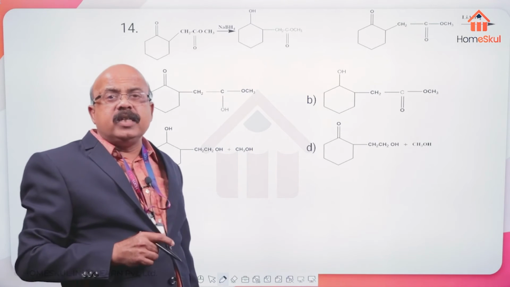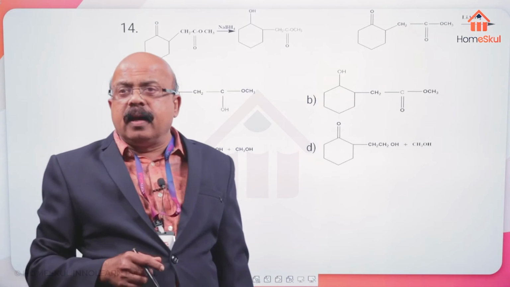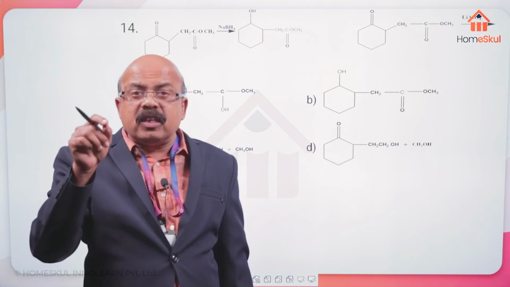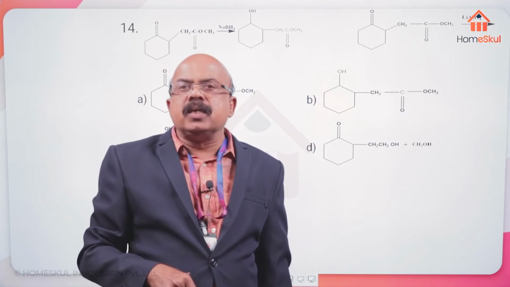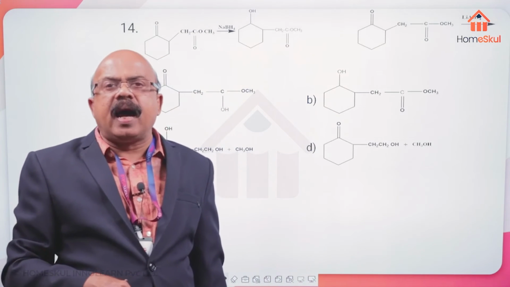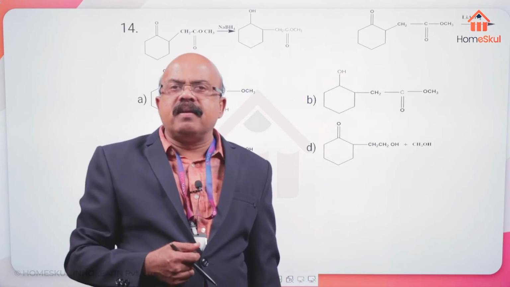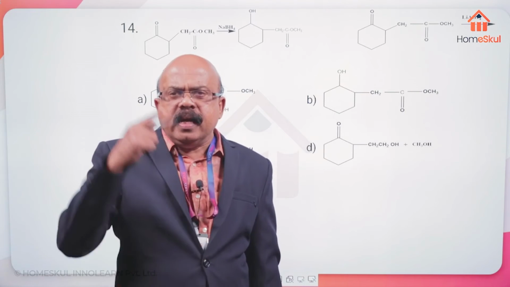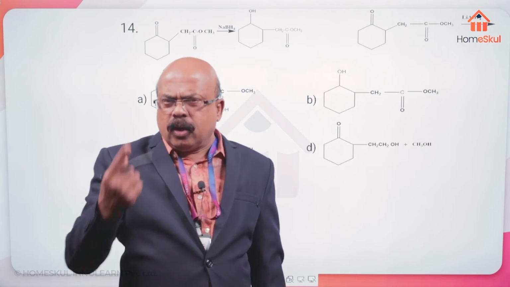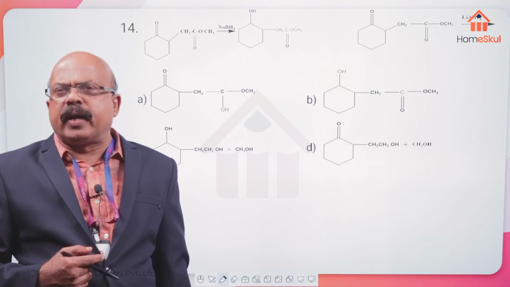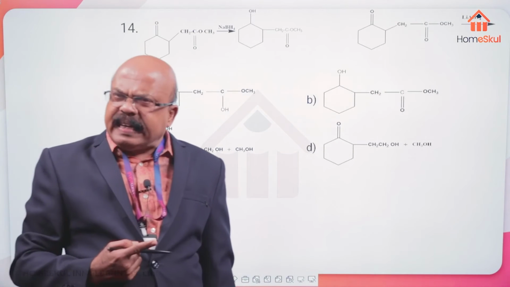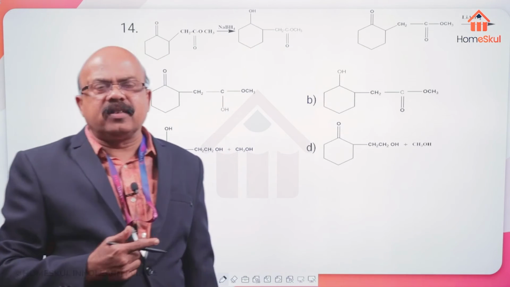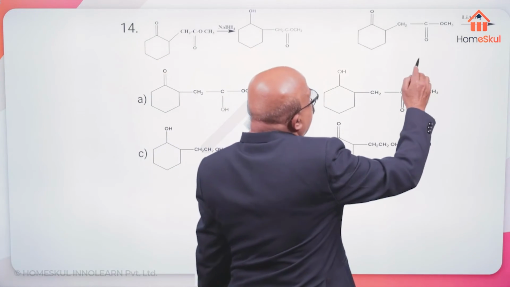Lithium aluminium hydride is a versatile reducing agent. It reduces almost all the functional groups. It reduces carboxylic acids to primary alcohol. It reduces acid anhydrides. It reduces esters. It reduces amides to primary amine. It reduces acid chlorides. It reduces nitriles. It reduces aldehydes. It reduces ketones, etc., etc. Here it is lithium aluminium hydride.